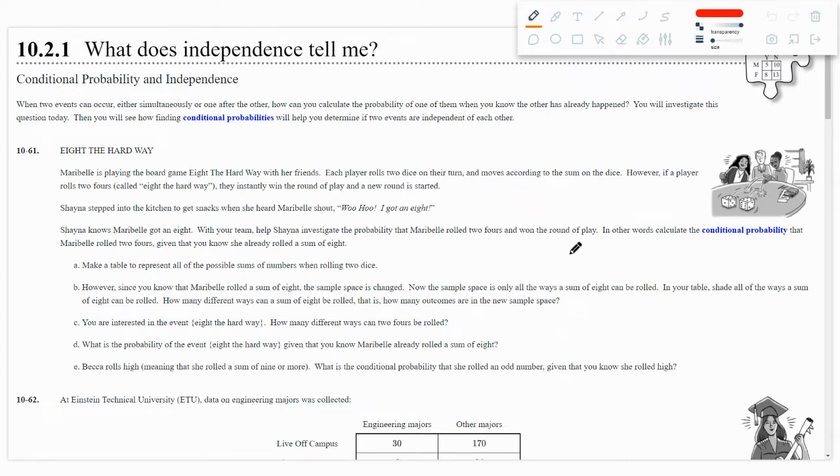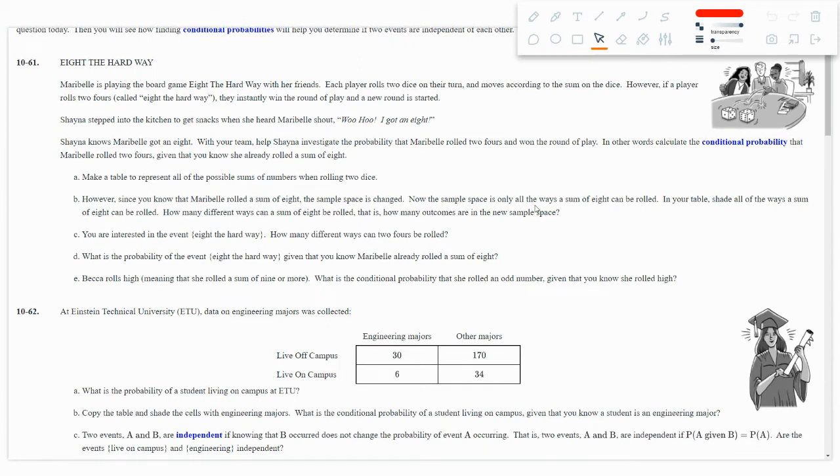To start off here, we've got 10-61, Eight the Hard Way. Maribel is playing a board game, Eight the Hard Way, with her friends. Each player rolls two dice in their turn and moves according to the sum of the dice, sort of like how if you play Monopoly, you have two dice, anywhere from 2 to 12. However, if a player rolls two fours, called eight the hard way, they instantly win the round of play and a new round is started.